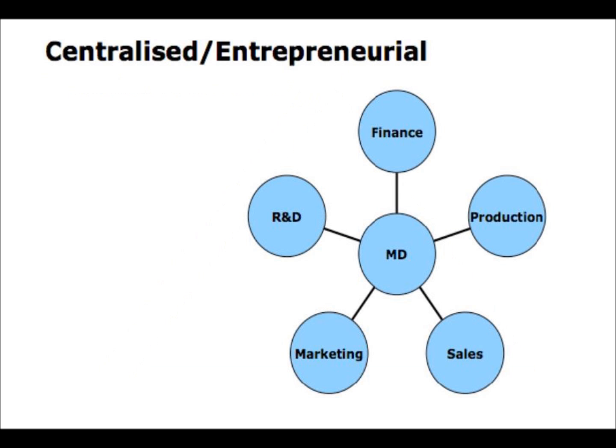This diagram of a centralized organizational structure shows the managing director has an important role in running the company. These 5 functions of marketing, R&D, finance, production, and sales support the central position. Each function is responsible to the managing director.